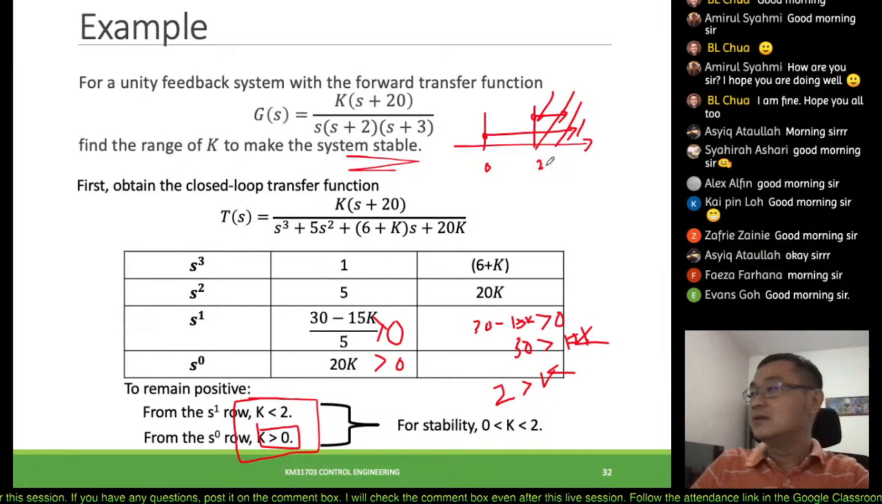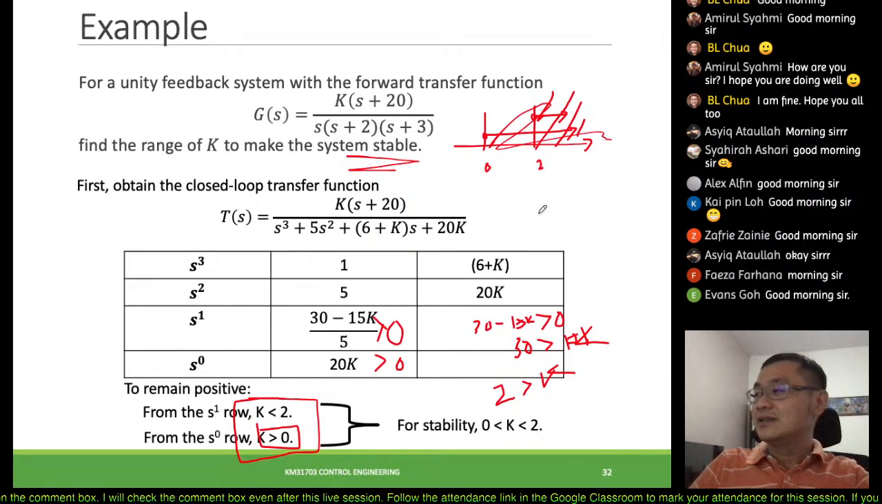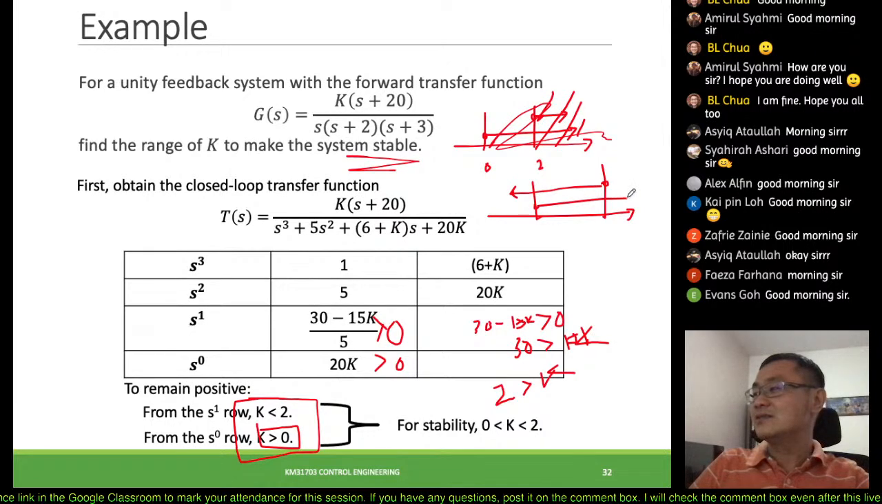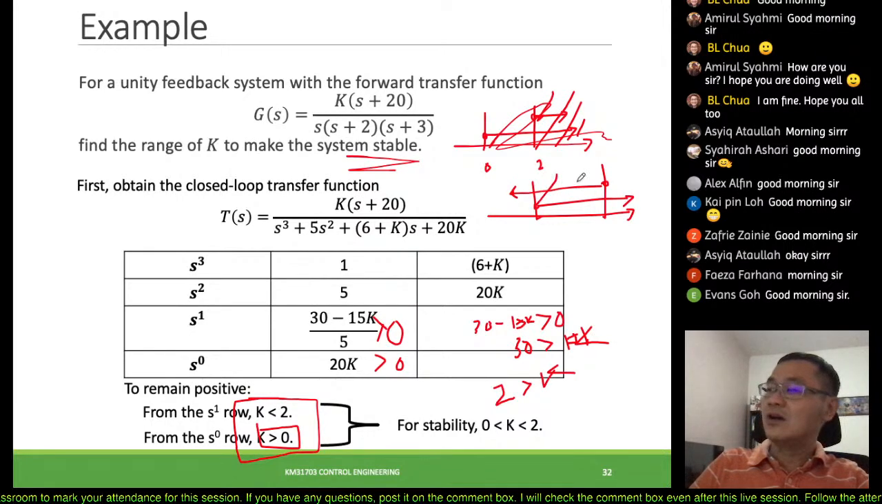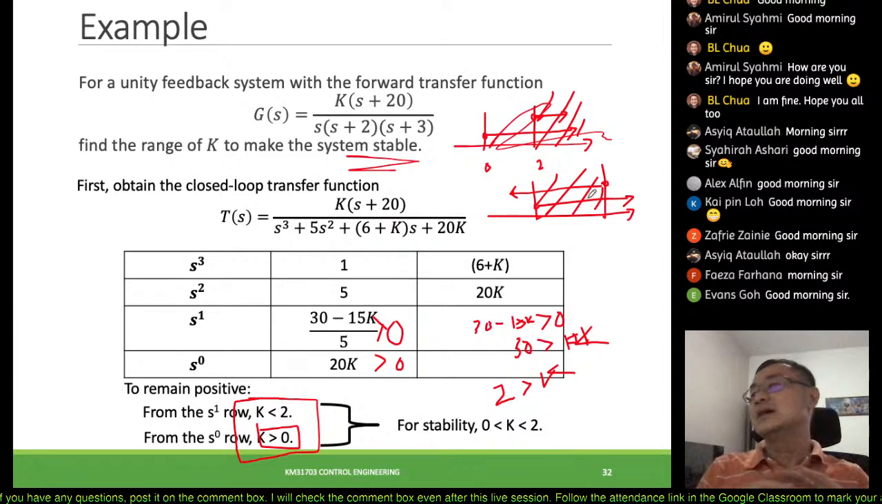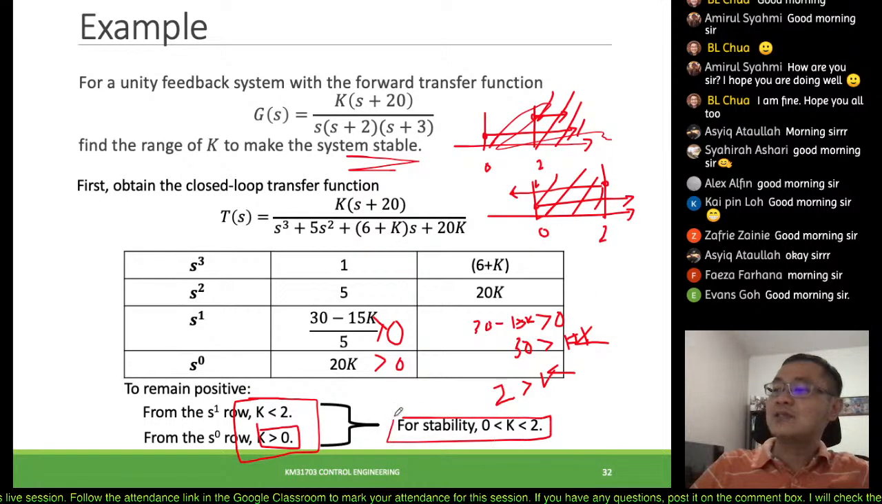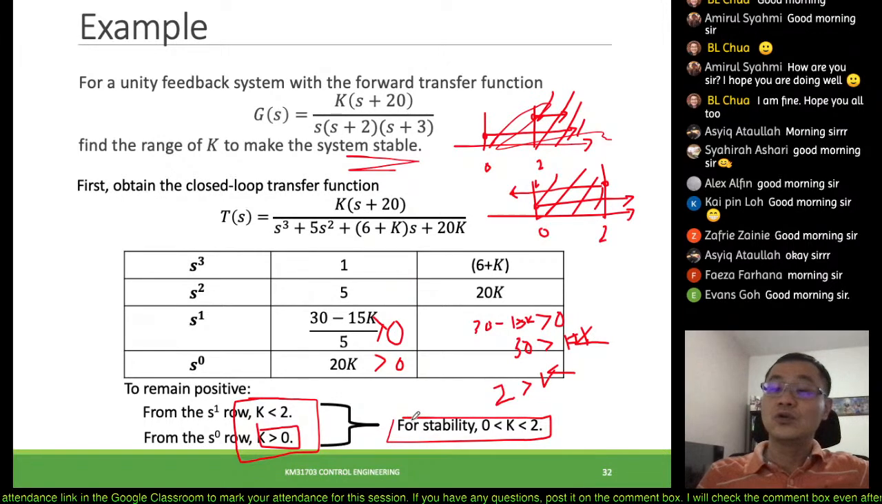Sorry, let me redraw, I think something is wrong. So less than 2, sorry, greater than 0, right? The only region that satisfies these two criteria, where these two arrows go by, would be this region, which is defined by 0 until 2. Therefore, for stability, the K value must be in between 0 and 2, right?